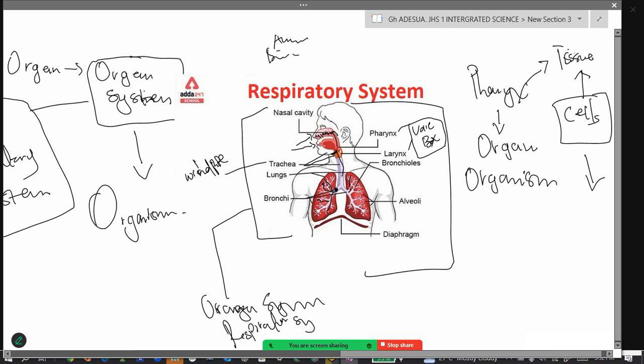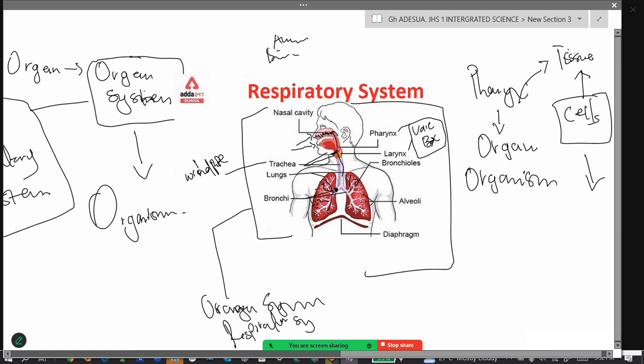Okay. So when it enters into the bronchioles, it will definitely go into the alveoli. So the alveoli are like air sacs. If you look at the edge of the bronchioles, there's something like a round thing. That round thing at the very last point of the bronchioles. They are like small spots. Those things, they are called alveoli.